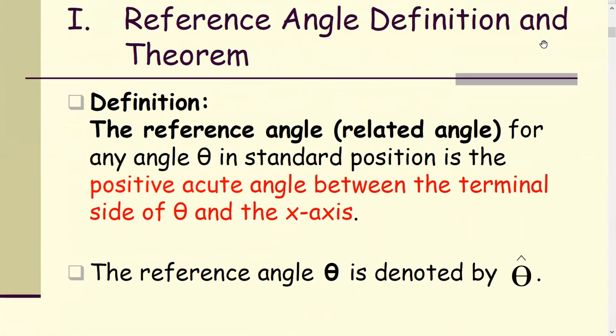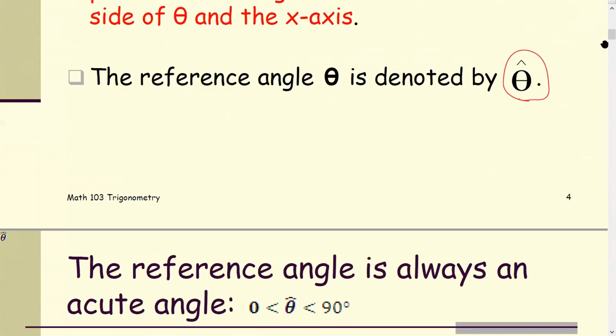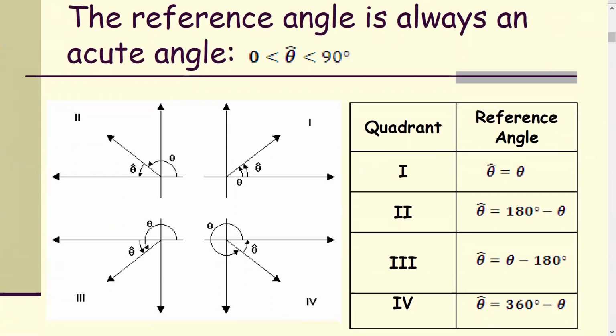Definition. The reference angle or related angle for any angle theta in standard position is the positive acute angle between the terminal side of theta and the x-axis. The reference angle of theta is denoted by theta hat. To calculate the reference angle, recall the reference angle is always greater than 0 degrees and less than 90 degrees.